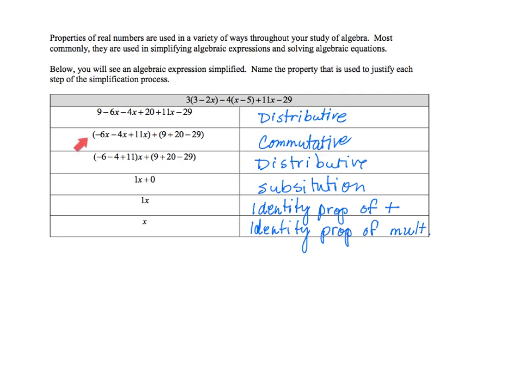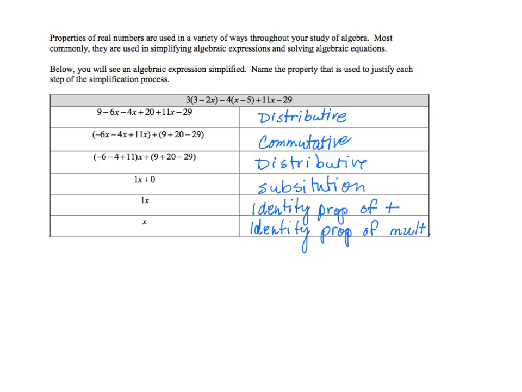In the next step, it used the commutative property. And all that happened here is I switched the order around so that I could add my like terms. The next property is the distributive property in reverse. This distributed the x out.